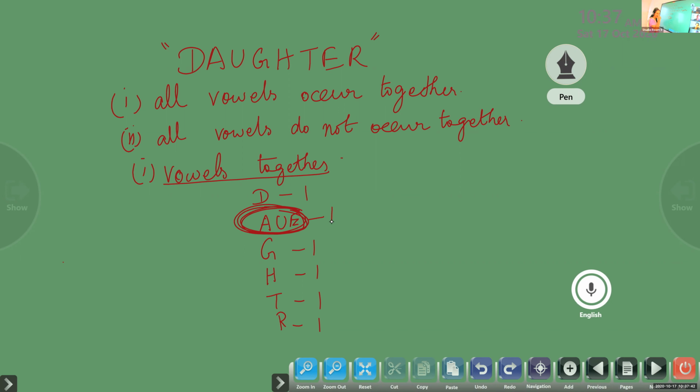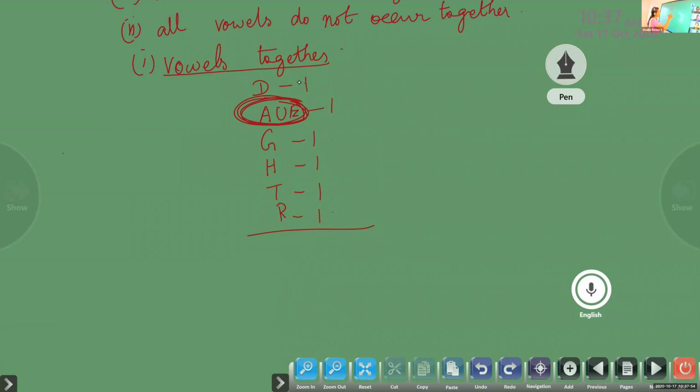So, this one is occurring only one time. How many letters will you get here? 1, 2, 3, 4, 5, 6. Is it 6? If you take AUE as a single object, you'll get a 6-letter word. D occurs one time, AUE as a single unit, G one time, H one time, T one time, R one time. Is it okay?